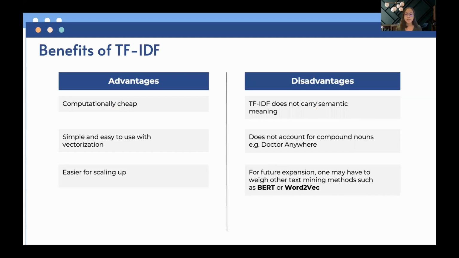We have decided to use TF-IDF as it is computationally cheap, simple and easy to use with vectorization, and easier for scaling up. However, TF-IDF does have disadvantages, including that it does not carry semantic meaning and account for compound nouns, which are words that should be grouped together like Dr. Anywhere. For future expansion, one may have to weigh other text embedding methods such as BERT or word2vec.